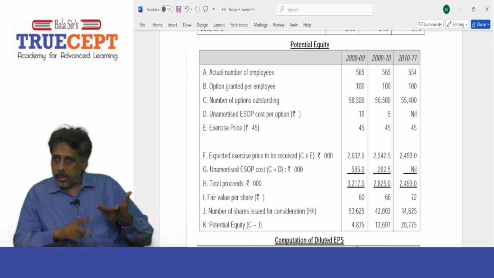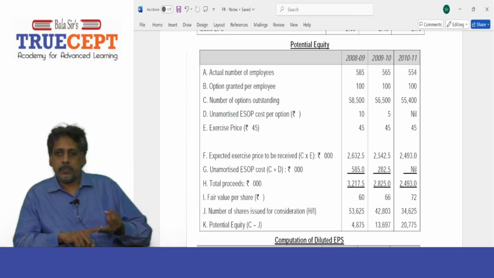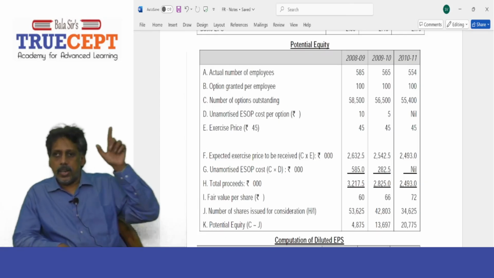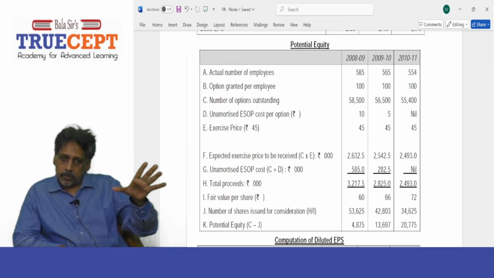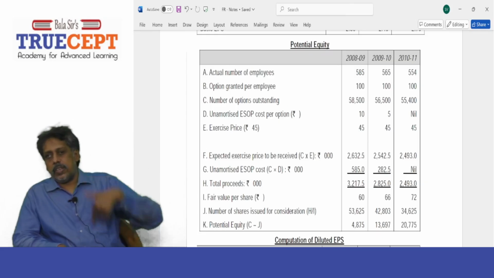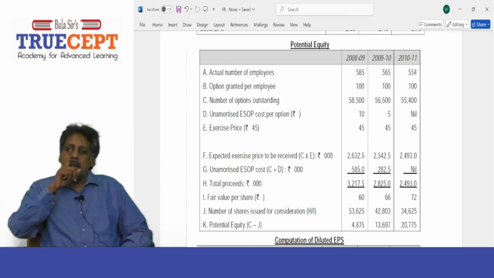It is given as rupees 60. Second year, how much? 66. Third year? 72. What are you going to do? You can divide and find out. What is 32 lakh? How much? 17,500. Divided by rupees 60. 53,625 shares.